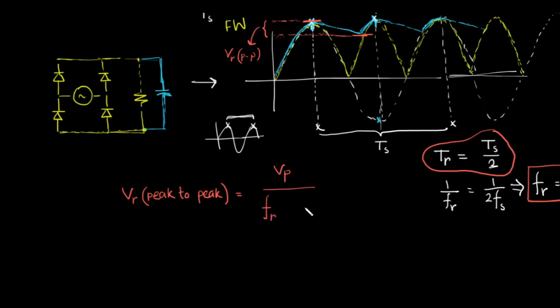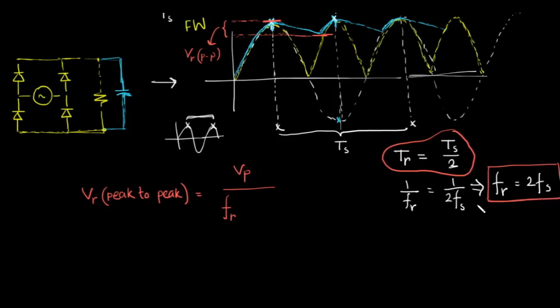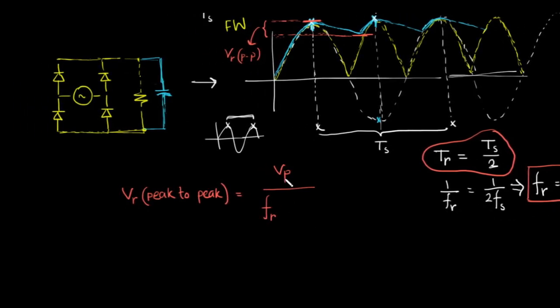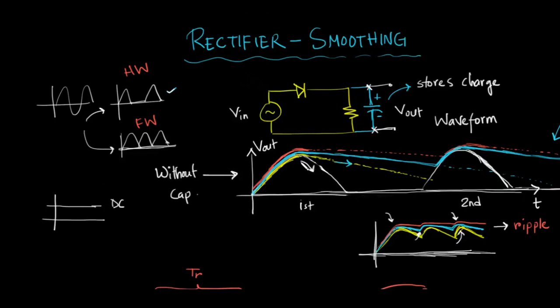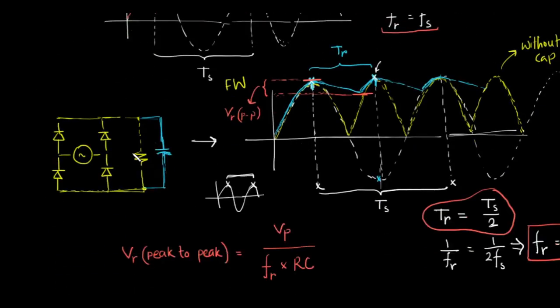As we saw, this same formula will work for both half wave rectifiers and full wave rectifiers. We saw that for a half wave rectifier, the frequency of the ripple is equal to the frequency of the signal, and for a full wave rectifier, the frequency of the ripple is equal to twice the frequency of the signal. Okay, so the formula goes like this: peak value of the output voltage divided by frequency of the ripple times RC. What is R? R is the value of our output resistance, and C is the value of our capacitor that we are connecting to the output.